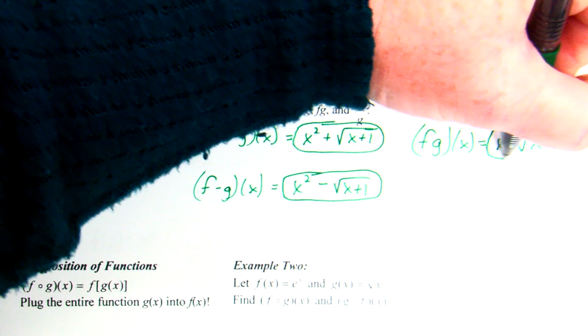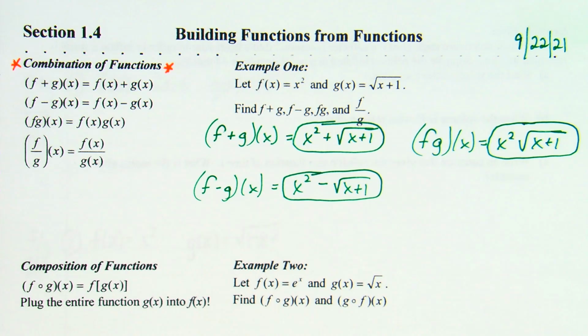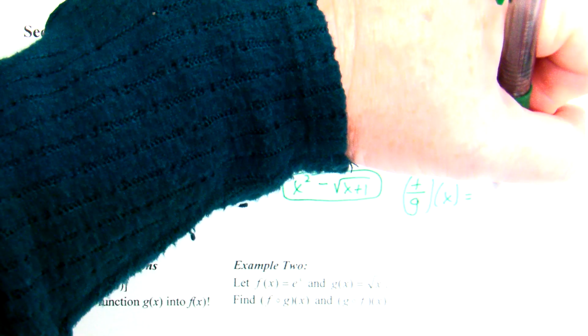Now, am I saying that when you do an f plus g or an f times g, things will never simplify? I'm not saying that. They do sometimes simplify. But in these particular cases, there's nothing simplifying there. Last one. F over g. Thoughts? Uh-huh. X squared over the square root of x plus 1.